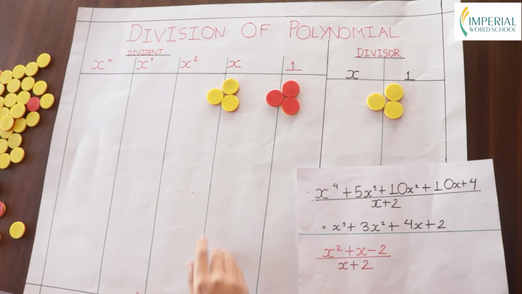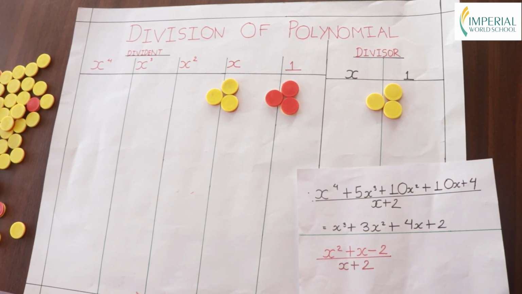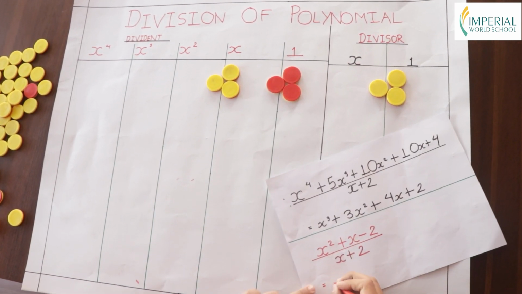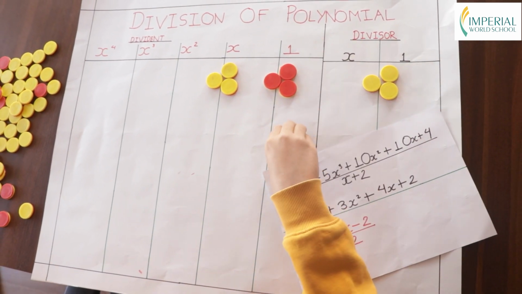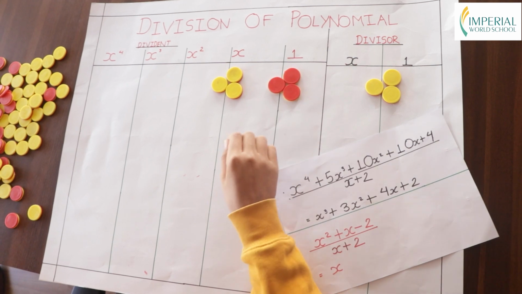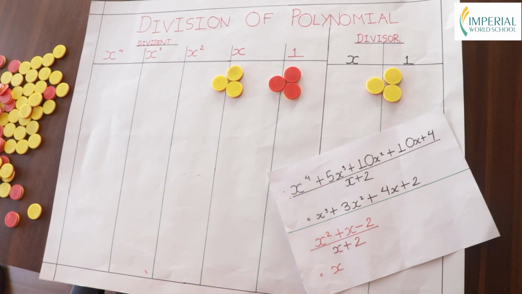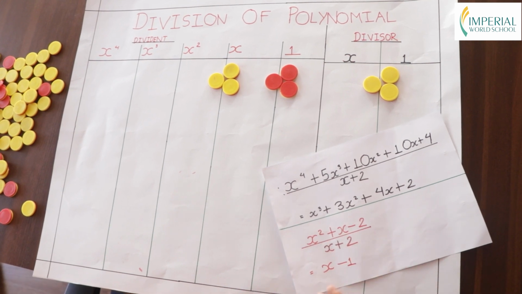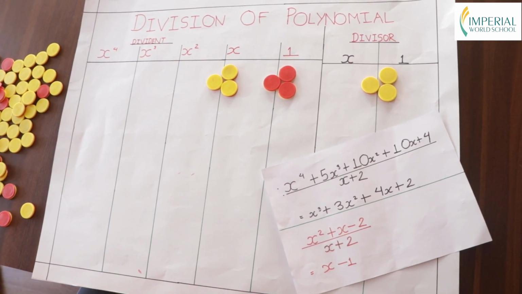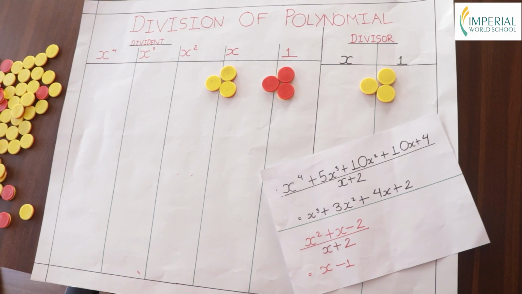Here in the x place we have one pattern, so we can write x, and in the one section we have a negative pattern. Since this is all made up of negative integers, I'll be writing -1. And here you go, our answer to this question is x minus 1.